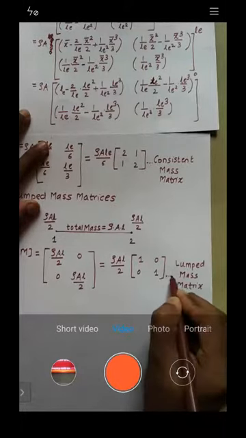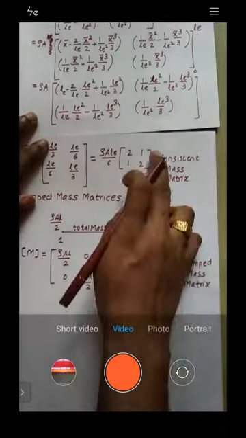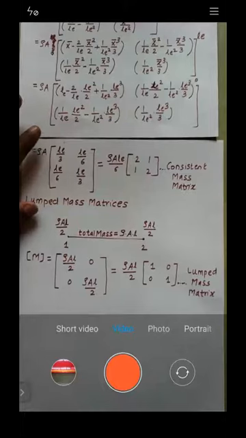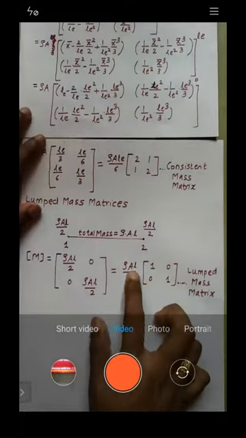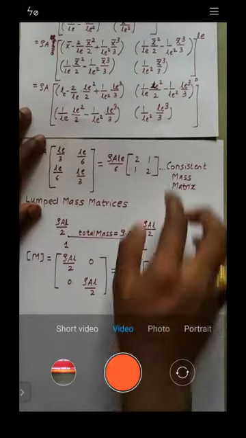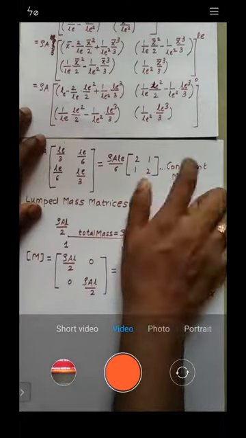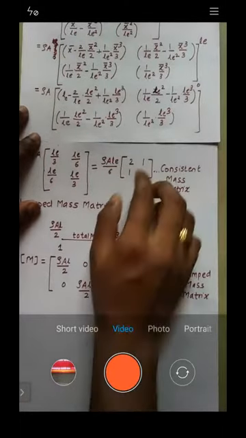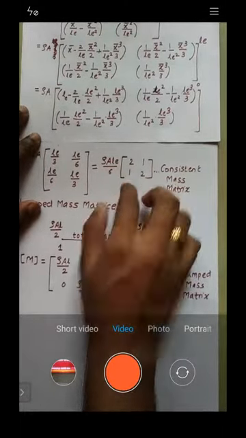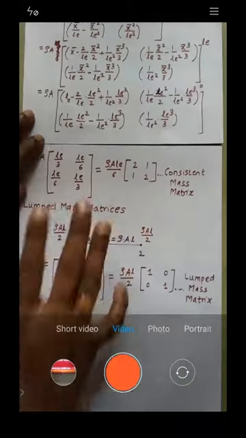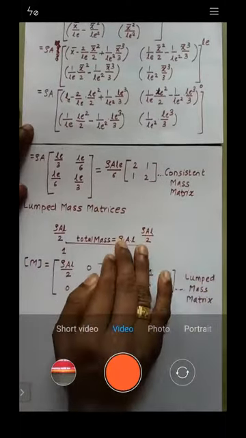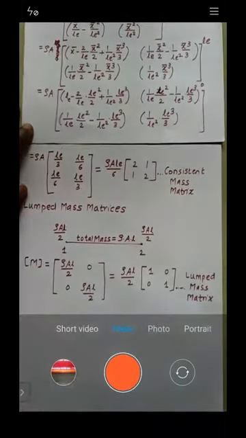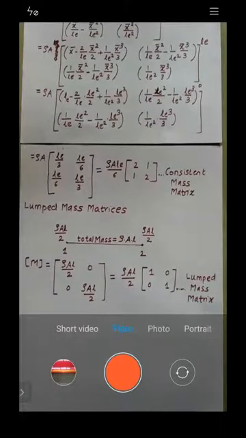Is it okay? This is consistent and this is lump. In lump, it is assumed that mass is distributed equally at every node. And whatever mass matrix you got by using the derivation of shape functions is the consistent mass matrix. In lump, it is very simple: whatever mass is there, you distribute equally at every node. That is nothing but a lump mass matrix. Is it okay with this one?